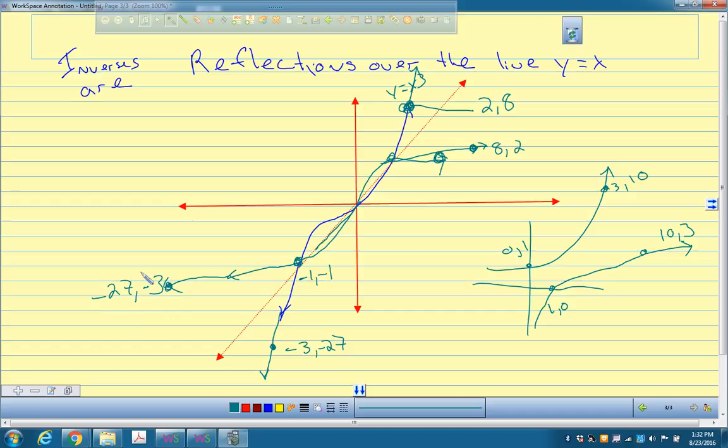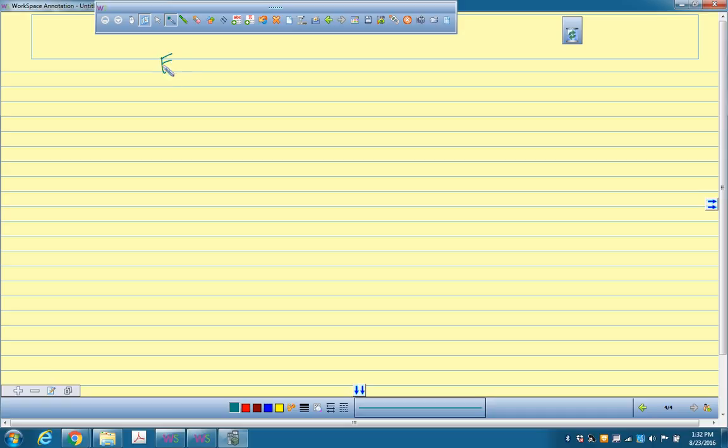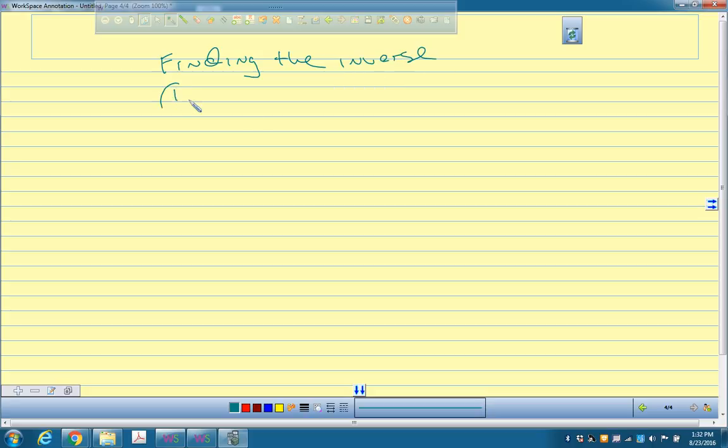As far as finding inverses, does anyone remember how to find inverses? What do we do? Very good. You switch the x and the y. Finding the inverse: switch x and y and solve for y. I guess that would be step 2.